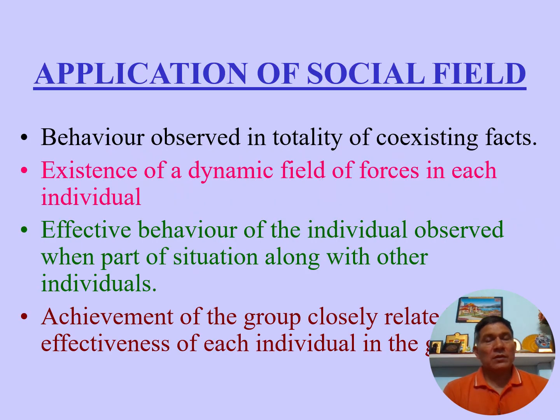Then the question comes, application of social field. What is the application of social field? First thing is behavior observed in totality of coexisting facts. Second is existence of a dynamic field of forces in each individual. Third is effective behavior of the individual observed as one part of the situation along with other individuals. Achievement of the group is closely related to the effectiveness of each individual in the situation.